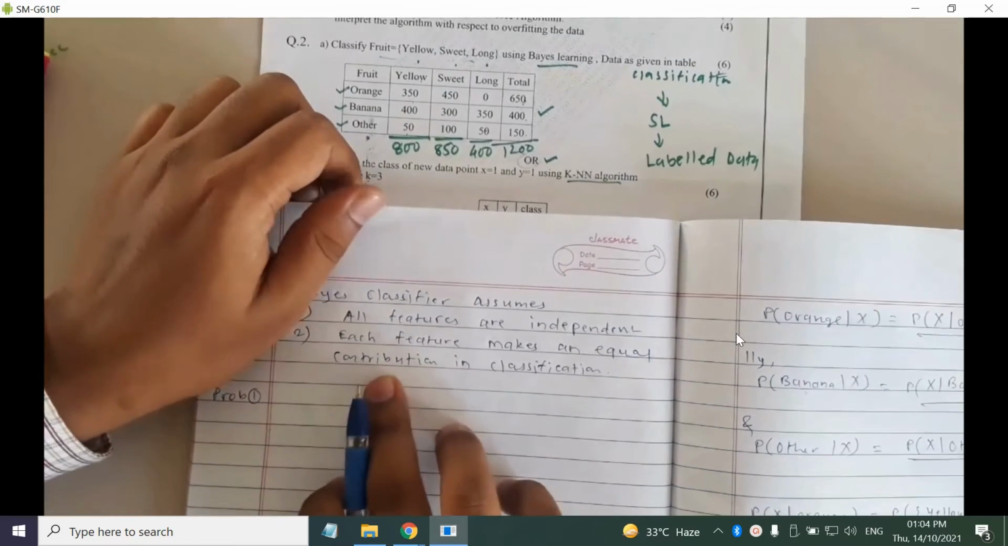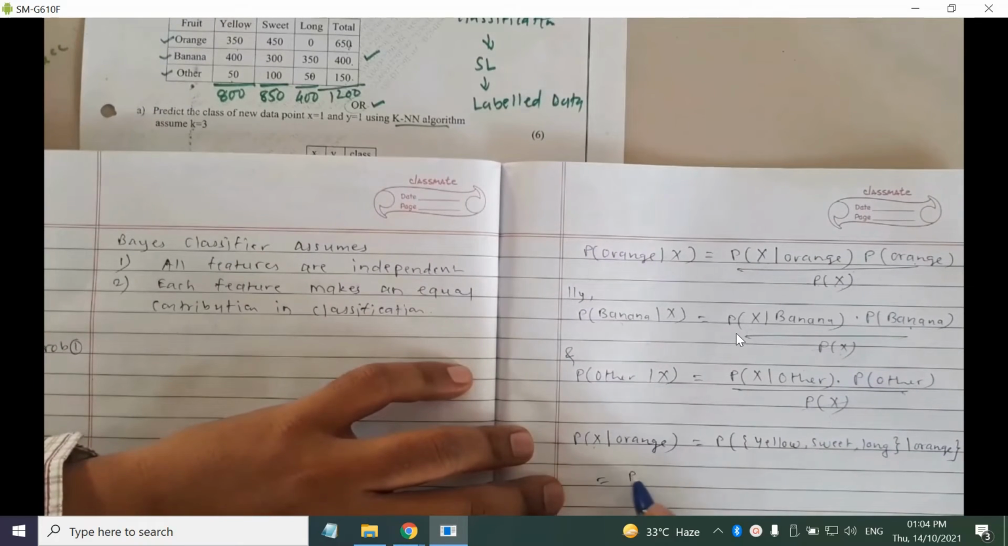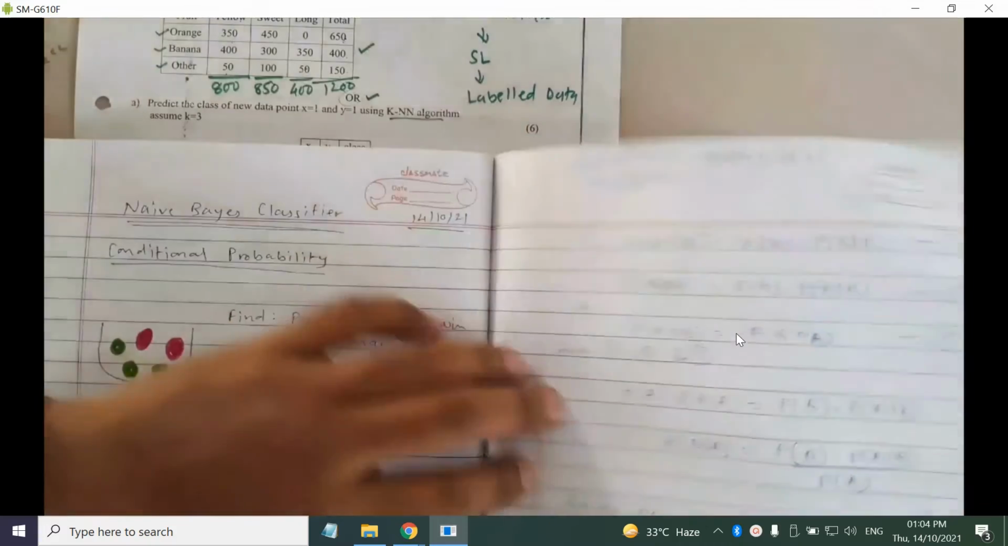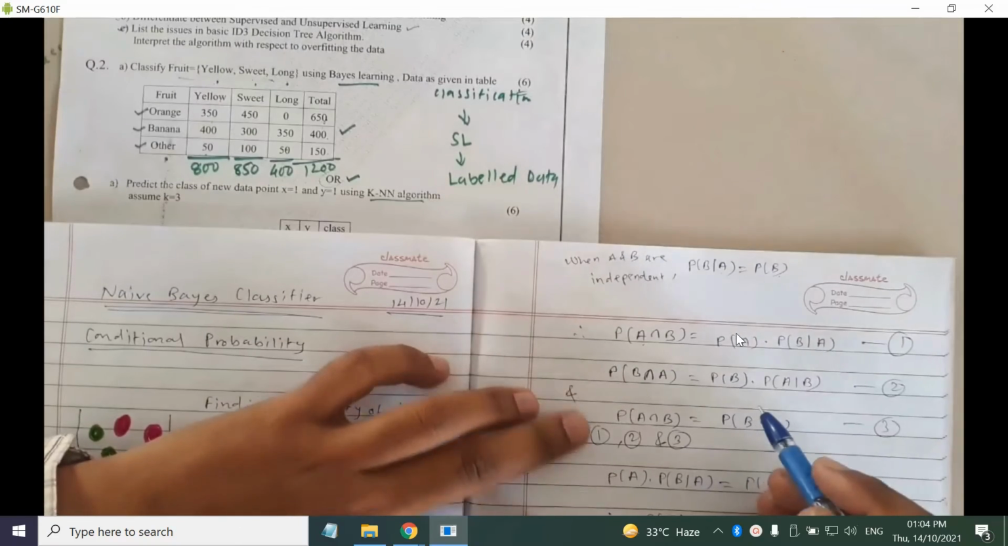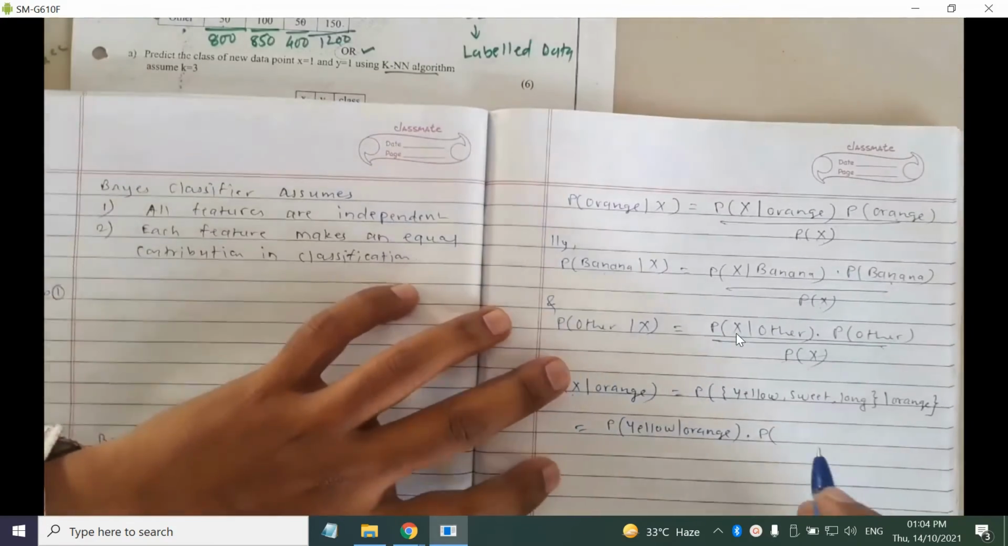Now we have made one assumption, that all features are independent. So this is independent of this. इसका कुछ लेना देना नहीं है, and that's why we can split this. It will become probability of yellow given orange into probability of sweet given orange, independent event है, that's why you can multiply. Sorry, we have not discussed that, but if the events are independent, you can multiply the events.